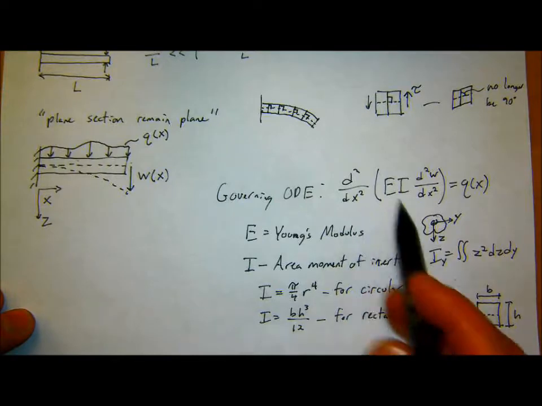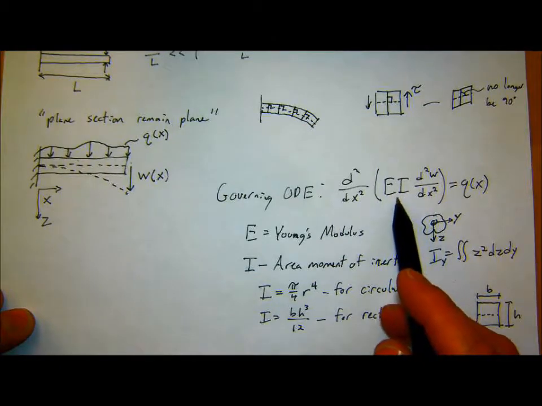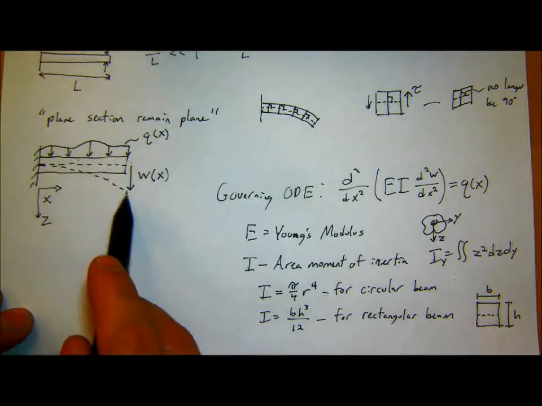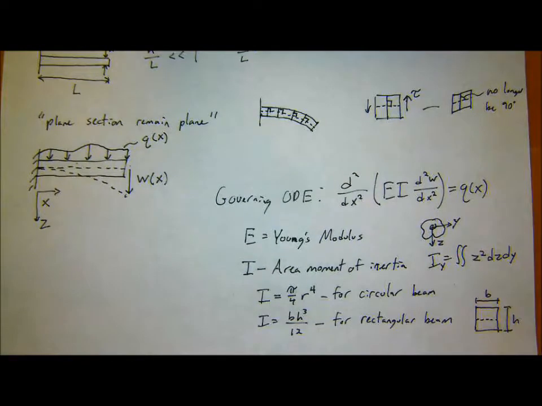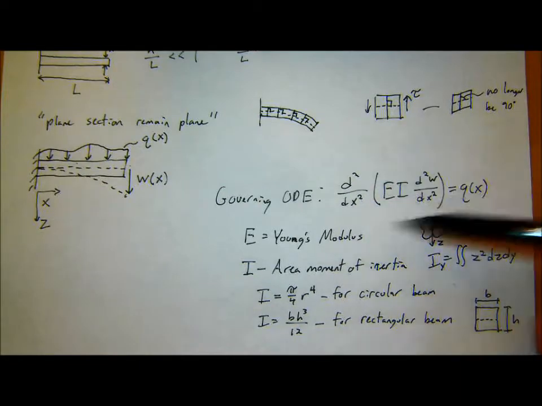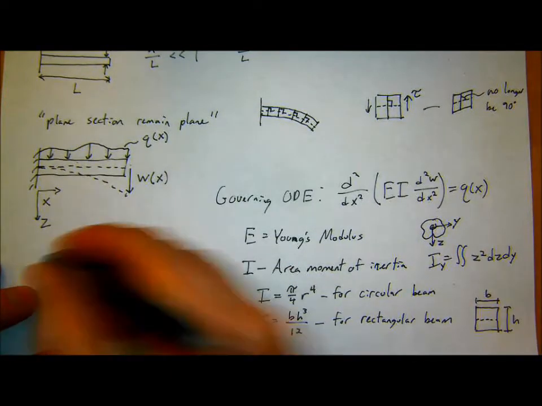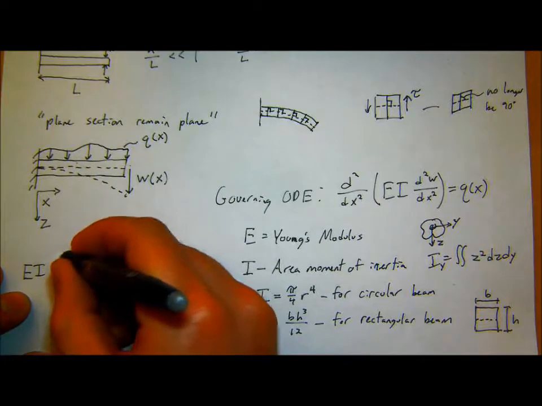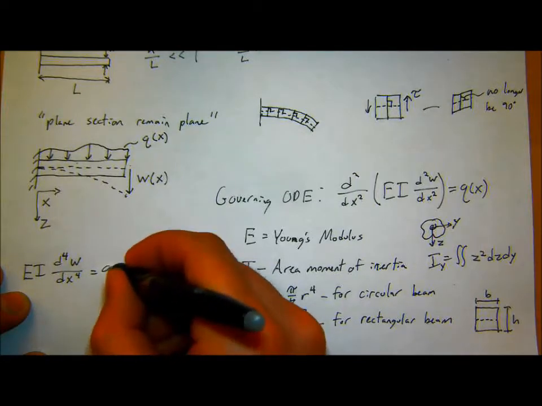This governing ODE, technically this is the formulation. For most materials, most cases, these E and I are constant. So you notice if I'm taking a derivative with respect to x, I'm looking for the change in w along the axis here. If you do have a changing E and I, if your beam is changing cross-section, then this is the correct formulation. Most of the time, we simplify beams and we have uniform cross-section beams with uniform elastic modulus. And then this simplifies to EI d to the fourth w dx to the fourth equals q of x.